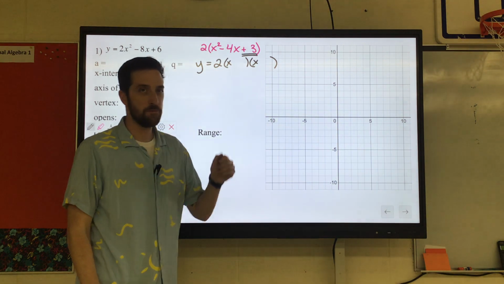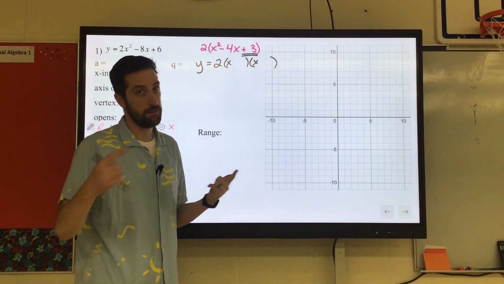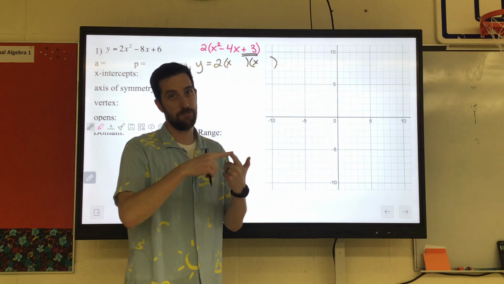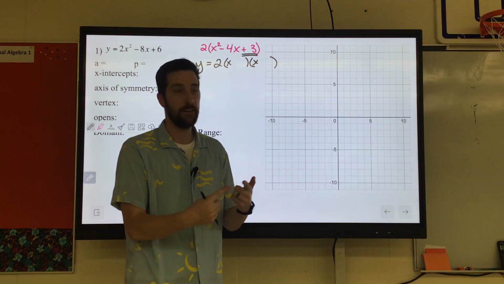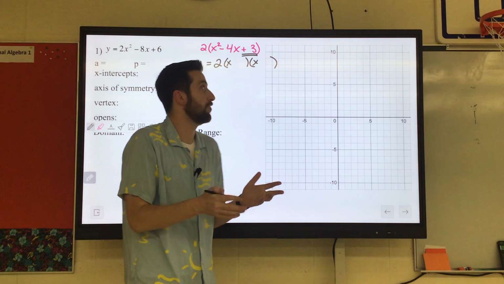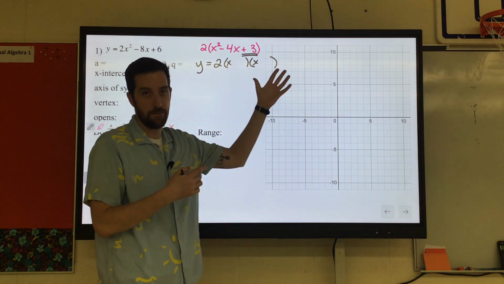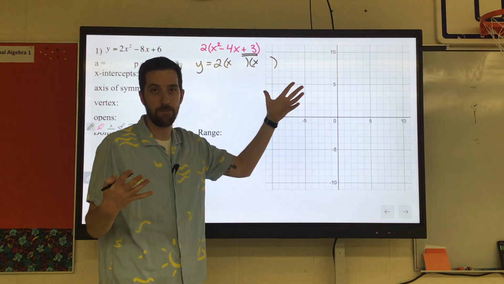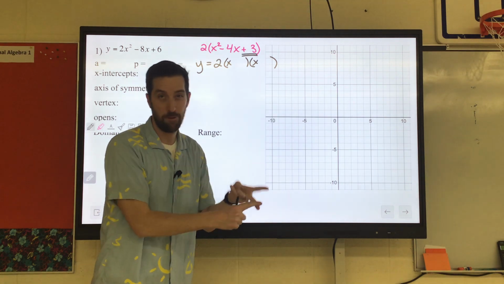So factors of 3 would be 1 and 3. That's it. Now it could be positive 1, positive 3. It could be negative 1, negative 3. It could be 1 positive, 1 negative. But if they're multiplying to a positive number, they're both going to have to be the same sign, either both plus or both minus.